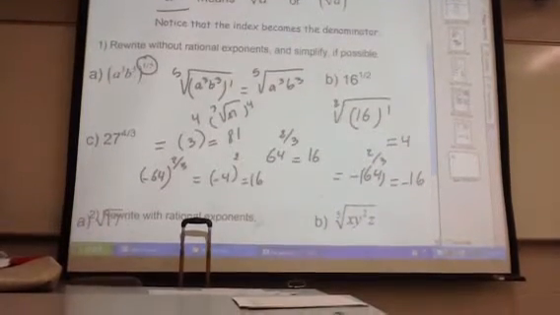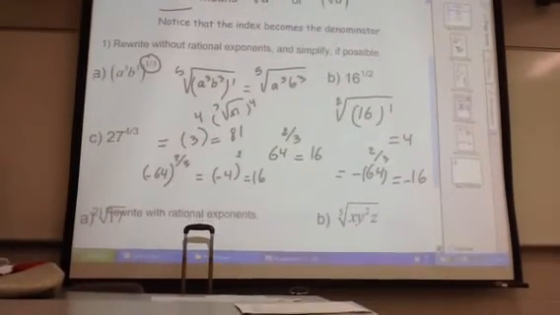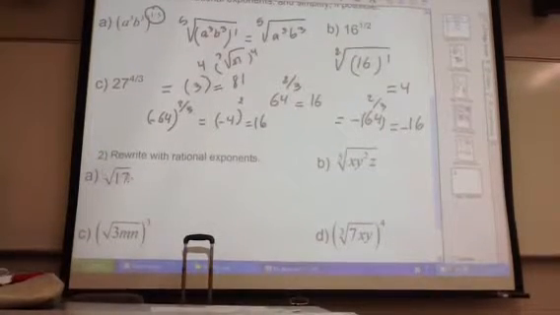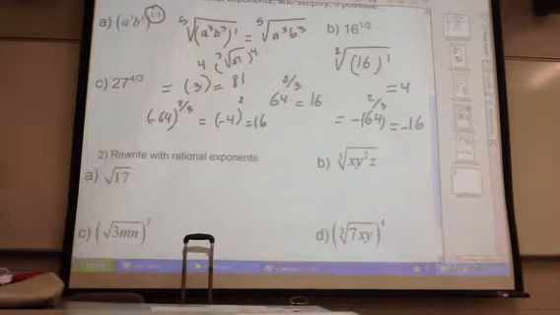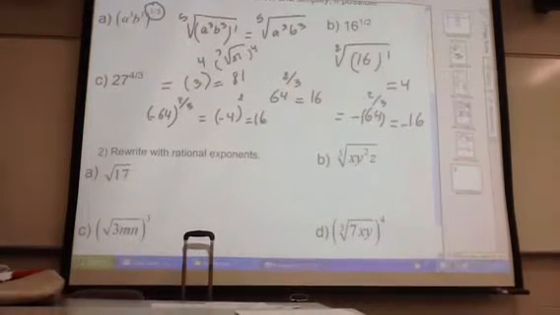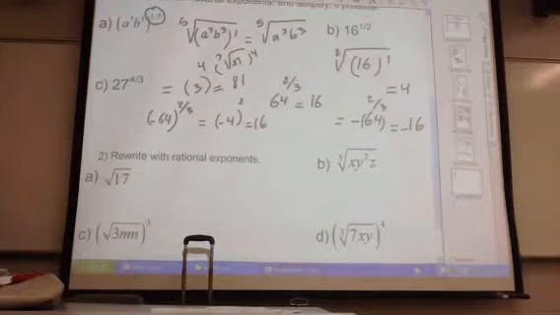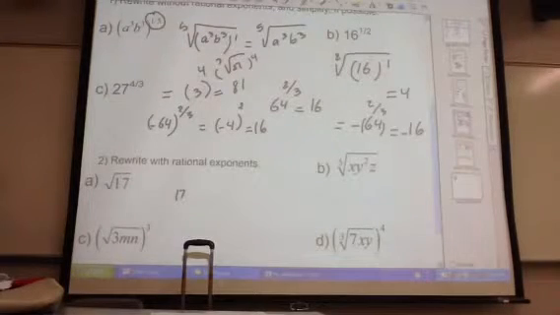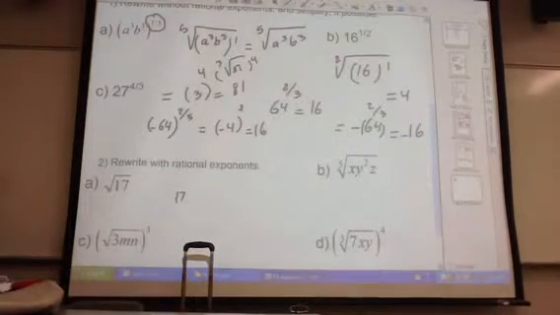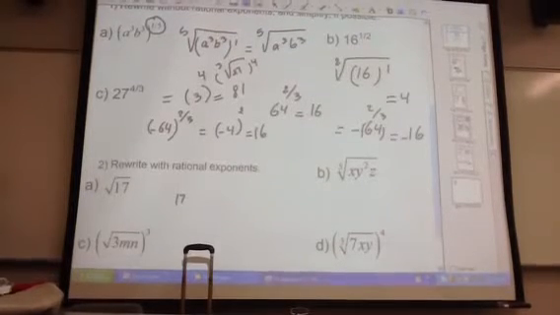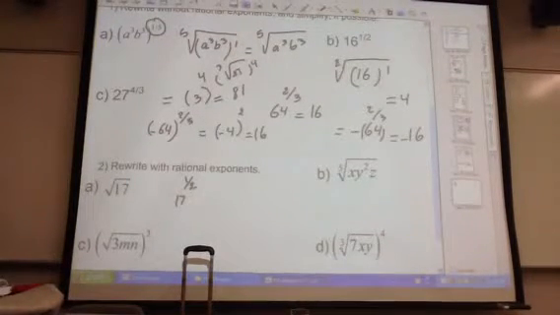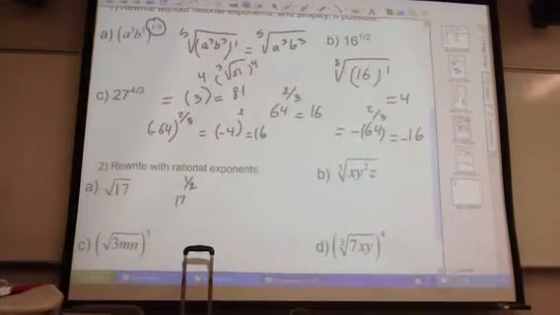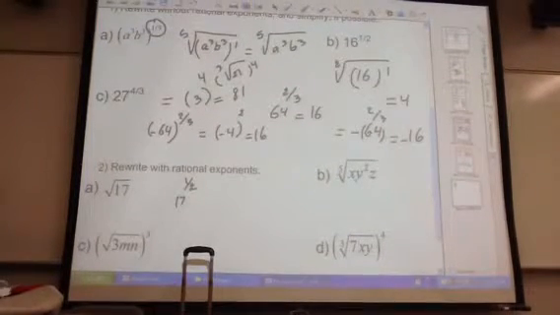Okay. Now, we did this, we do the opposite. They are going to give you the radical, and you're going to write it as exponential, right? How do you write this as an exponent? 17 to the power of what? What root? What is the index? 2, isn't it? So it's going to be 1/2, because the denominator is the index, the numerator is whatever you raise it to. You didn't raise it to anything, so it's 1. Okay.